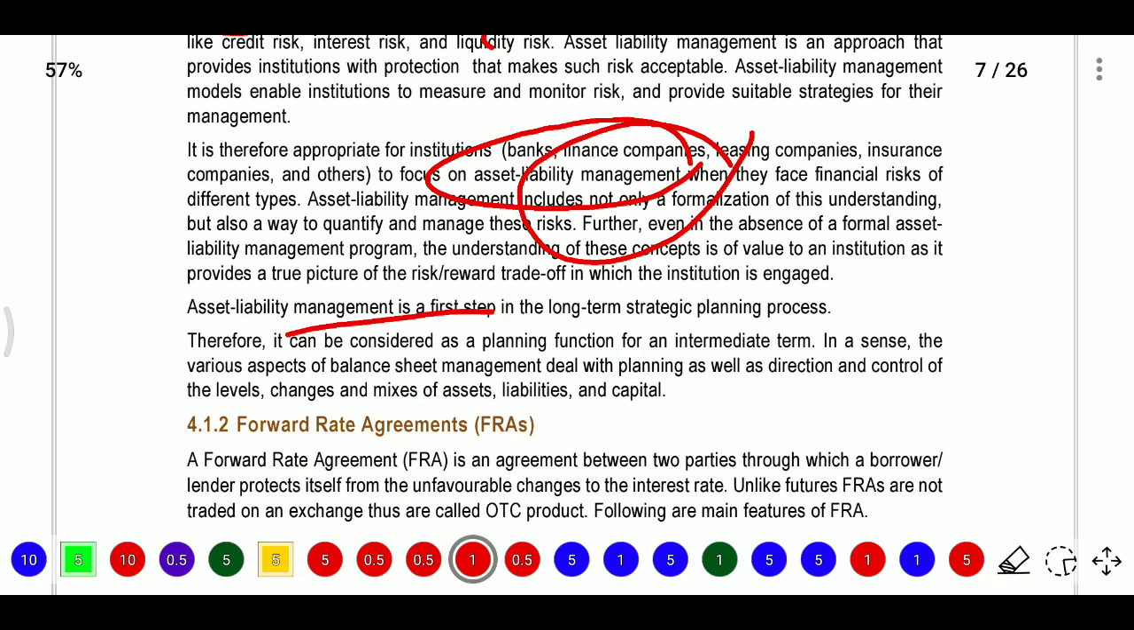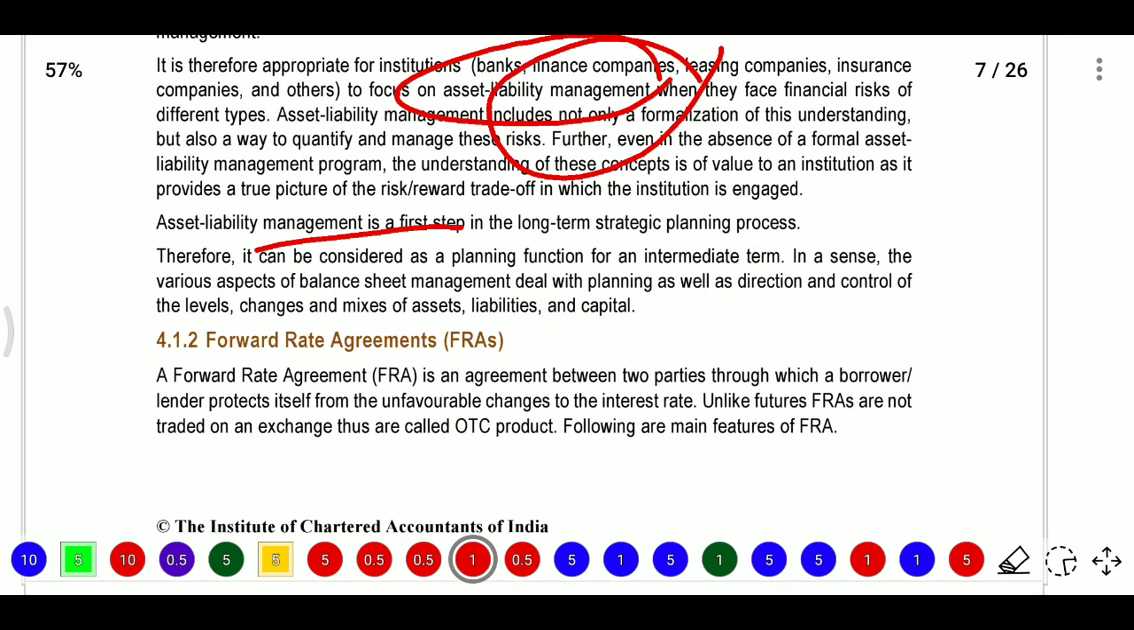Here ALM is the first step in the long-term strategic planning process. Therefore it can be considered a planning function for intermediate terms. In a sense, the various aspects of balance sheet management deal with planning as well as direction and control of the levels, changes and mix of assets, liabilities and capital. So we need to consider the planning function for intermediate terms.